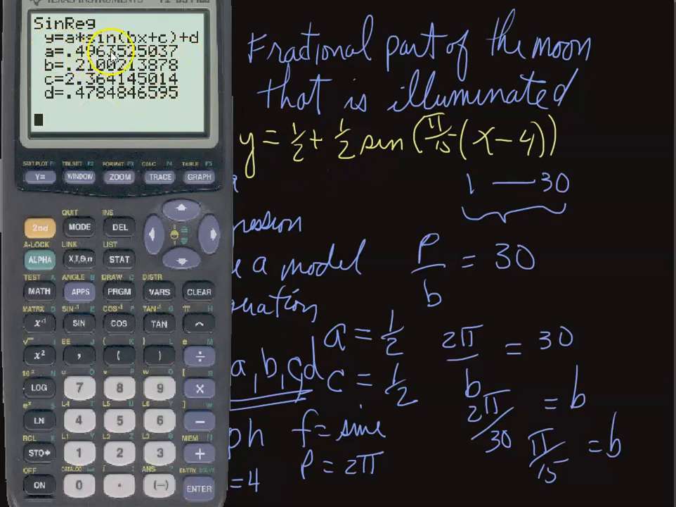But let's see here. What do we get for this? Well, the 0.496, that's the a. And the 0.21, that's the b. I wonder what pi over 15 is. And the 2.3, that's the c. Well, that would be pi over 15 times 4. And the d is 0.47. Well, I'm sorry, that's what the d is. C is pi over 15. No, c is 1/2. What the heck?